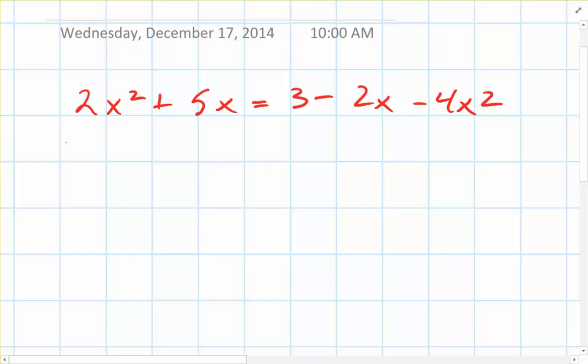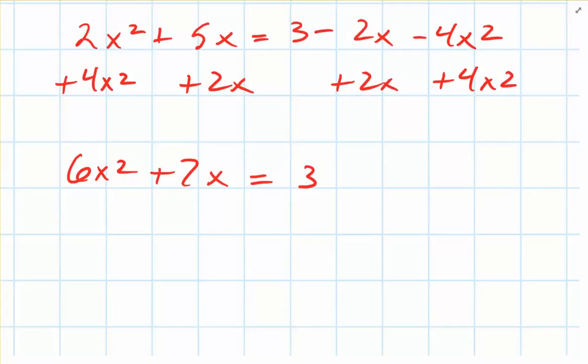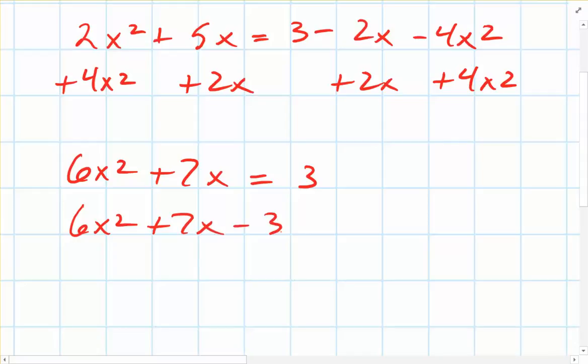So I'm going to add 4x squared to both sides. I'm also going to add what? 2x. End up with 6x squared plus 7x equals 3. But then what do I need to subtract from both sides? What do I need to subtract? 3. So I end up with 6x squared plus 7x minus 3 is equal to 0.